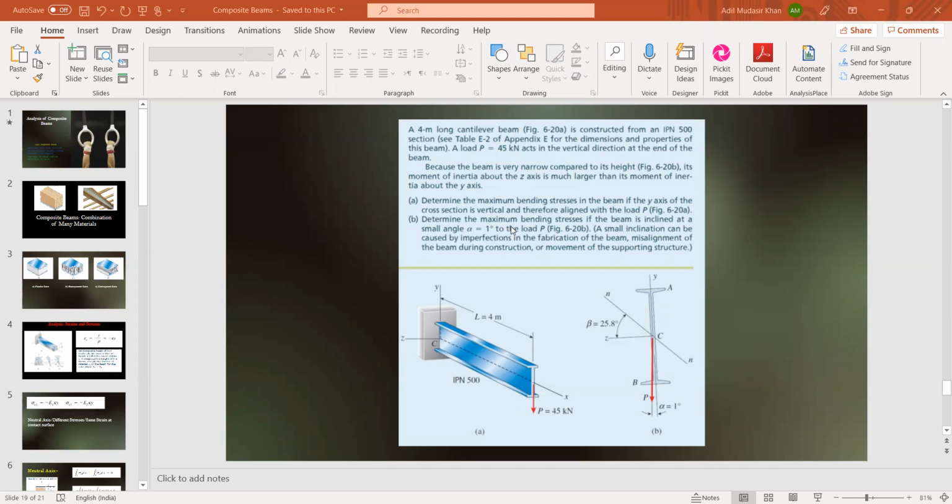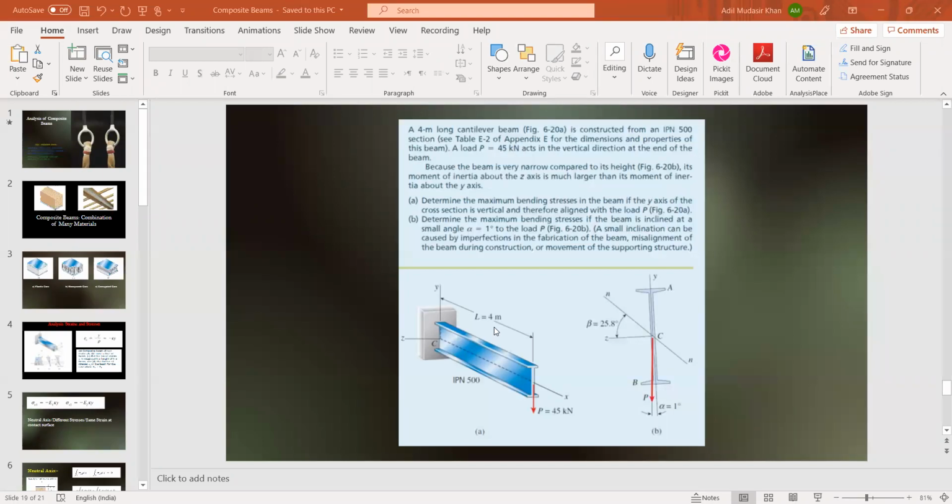The question says we have a 4-meter long cantilever beam constructed from an IPN 500 section. As far as these IPN and UPN sections are concerned, in structural engineering these are well-known terms, and these are well-known sections whose properties are already defined. So what is given to us is a cantilever beam with a length of 4 meters.